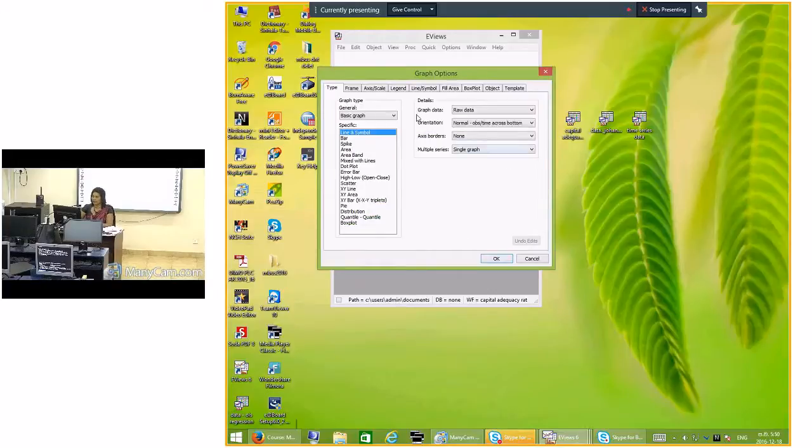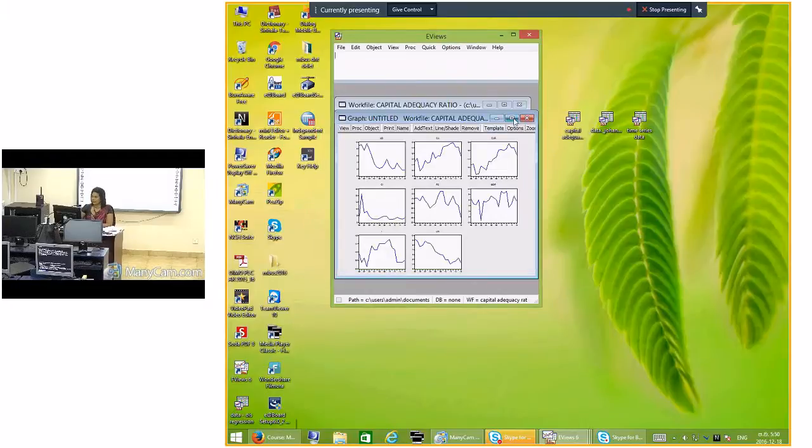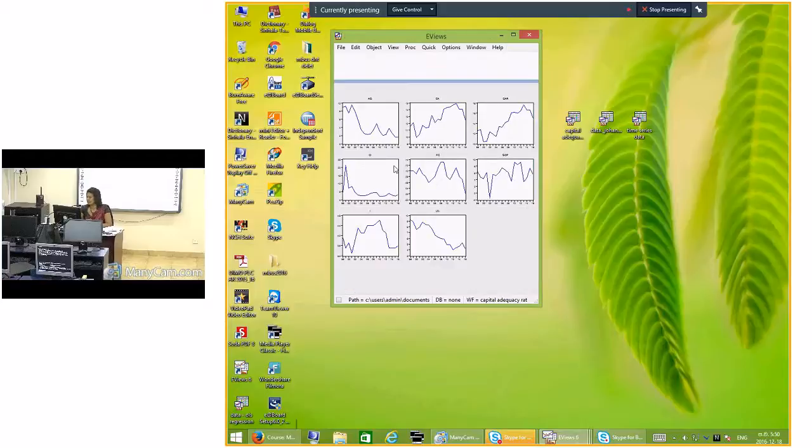Then draw the graph and see whether the series are non-stationary. Now you can see all the series are non-stationary. You can see the downward trend. Here you can see the upward trend. These variables also have an upward or a downward trend. So when we view this data, you can see this data is not stationary.